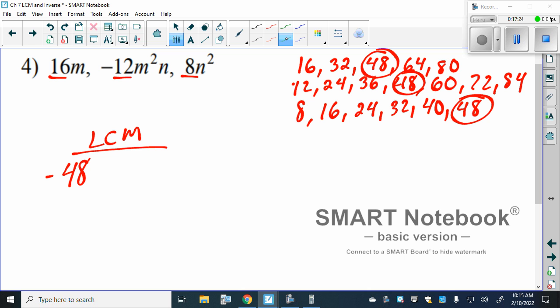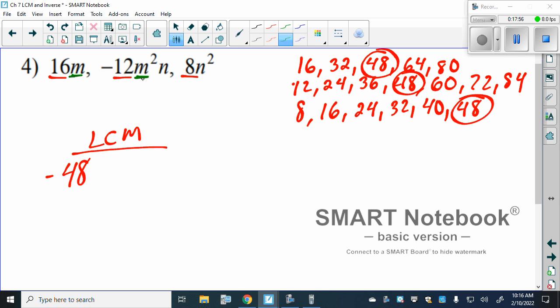Okay, now we need to look at the variables. So we'll start with m. If I look at all three of these here, in the first one, 16m, we have how many m's? 1, because it's just m to the first. In the 12m squared n, how many m's do we have? 2. In the middle we have 2. And 8n squared, how many m's do we have? None. We're still on m. We'll do n in a second.